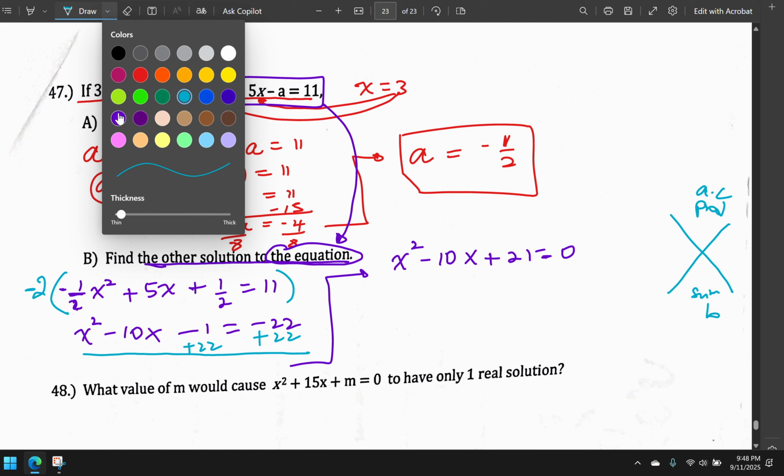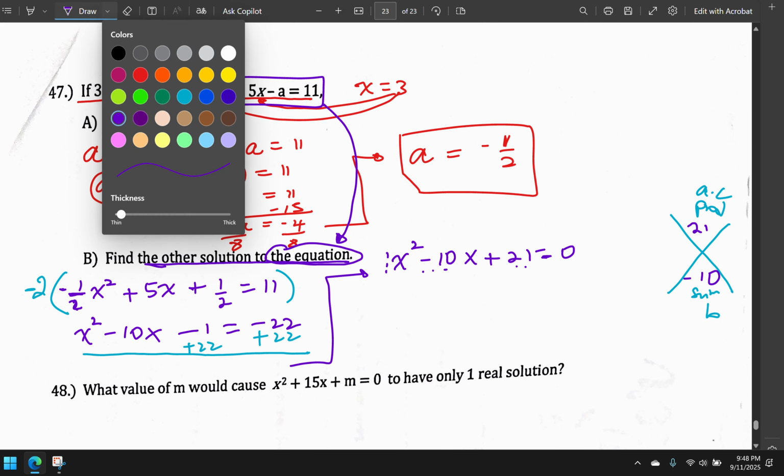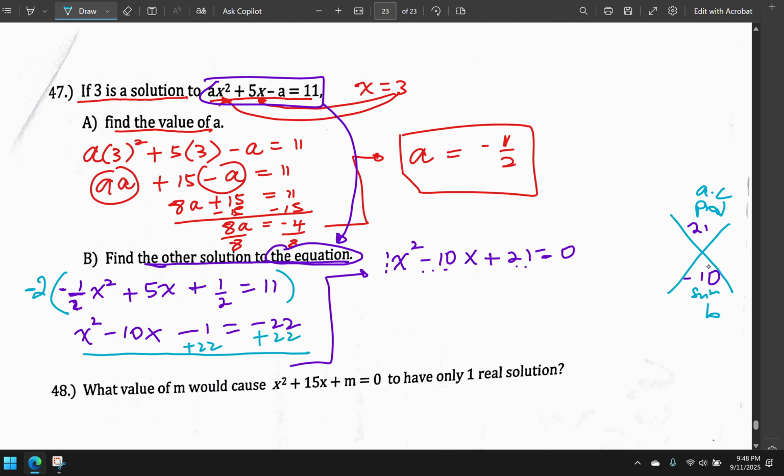Well, the A and C values are 1 and 21. So 1 times 21 is 21. And the sum is given by the B value, which happens to be negative 10. So we ask ourselves, which two numbers do we multiply together to get 21, and when we add them, we get negative 10? And those numbers are negative 3 and negative 7. Negative 3 times negative 7 is positive 21. Negative 3 minus 7 is negative 10. So the two numbers are negative 3 and negative 7. Once we know that, that's what we put in our parentheses, x minus 3 and x minus 7.